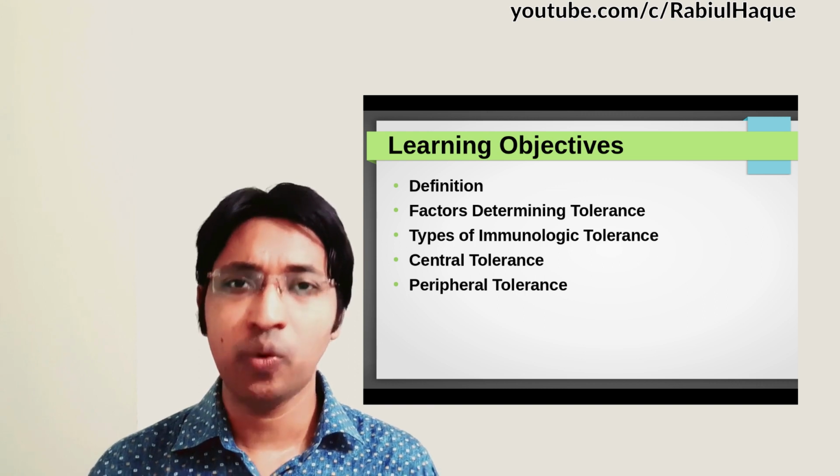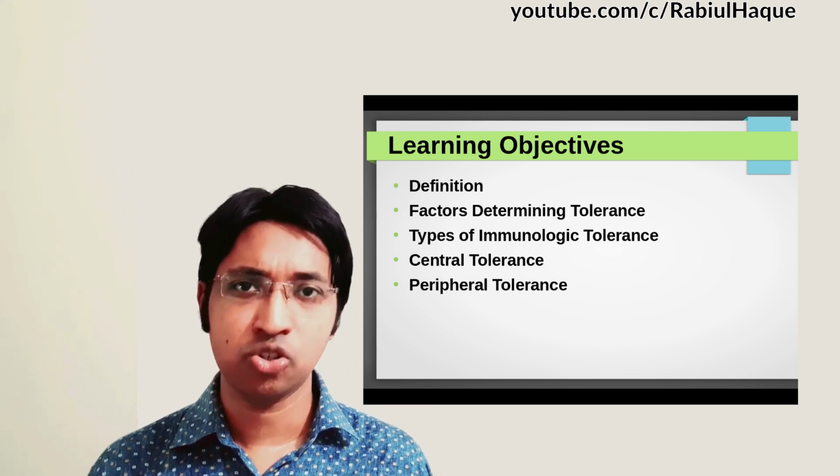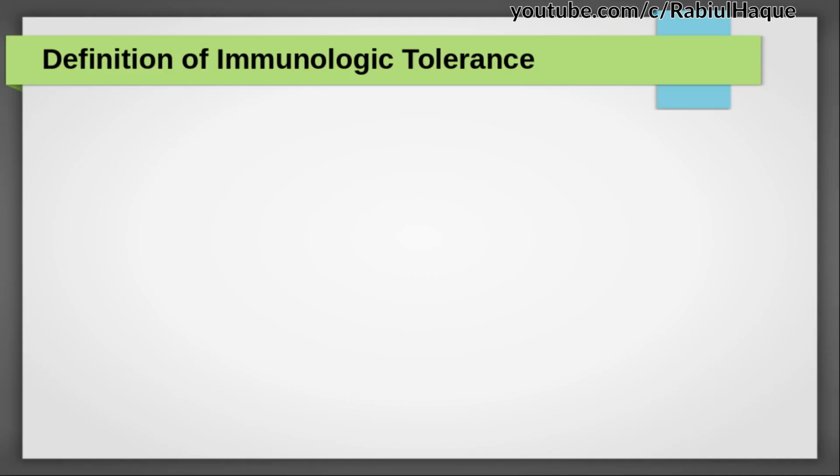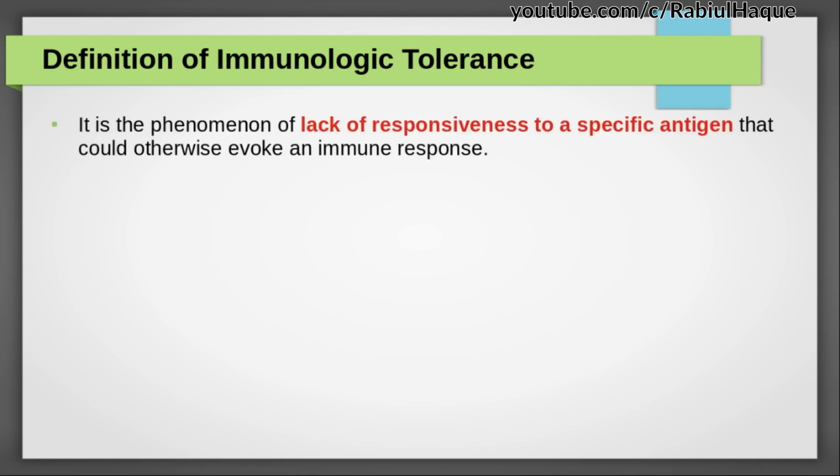First question, what do we mean by immunologic tolerance? As written in your textbook, it is the phenomenon of lack of responsiveness to a specific antigen that could otherwise evoke an immune response. Okay? So let's repeat this definition one more time and then I will explain this definition. Immunologic tolerance is the phenomenon of lack of responsiveness to a specific antigen that could otherwise evoke an immune response.